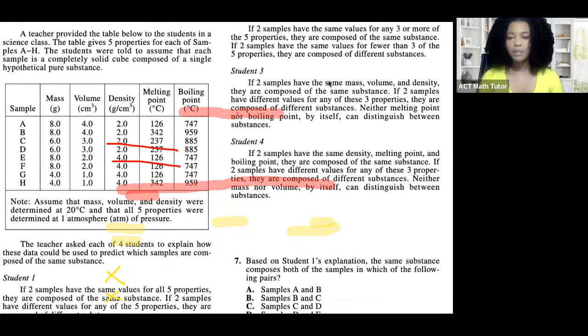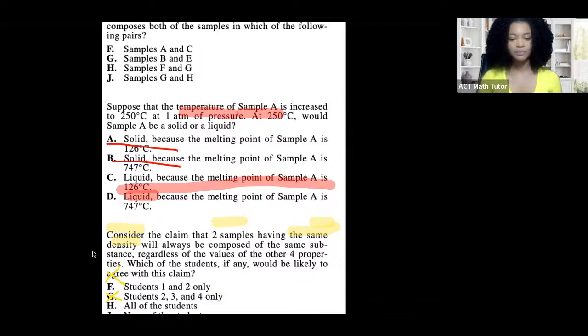Student 3 says, if 2 samples have the same mass, volume, and density, that's 3 things: mass, volume, and density. But the question is saying just density only. That's all it takes. So already we have 2 and 3 that are against that claim. They wouldn't agree with that. Student 3 said mass, volume, and density. The claim is only density, so therefore they would not agree with that. So it's not G either. And you can check student 4 if you wanted to, but it's a waste of time to do so. That's not going to be it.